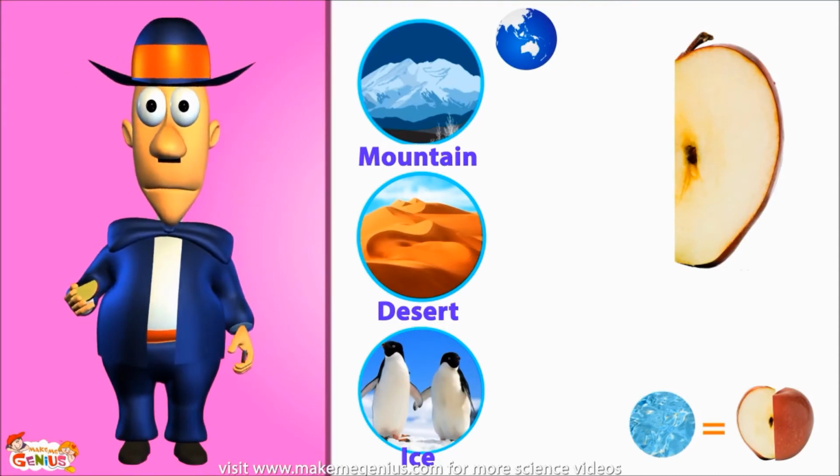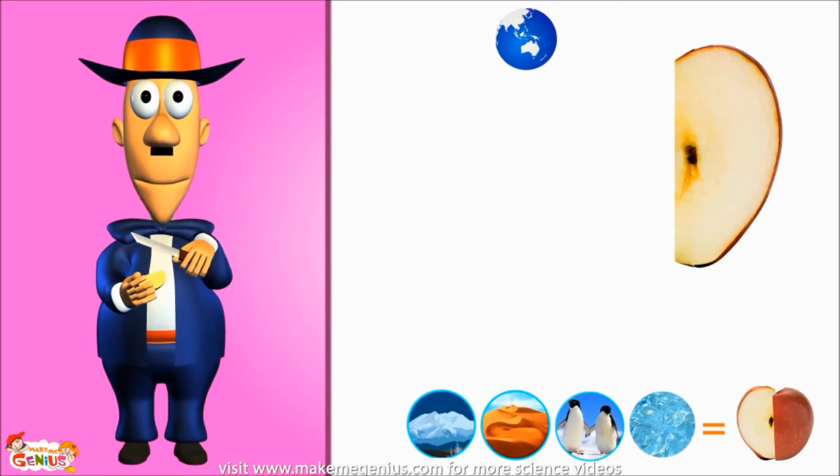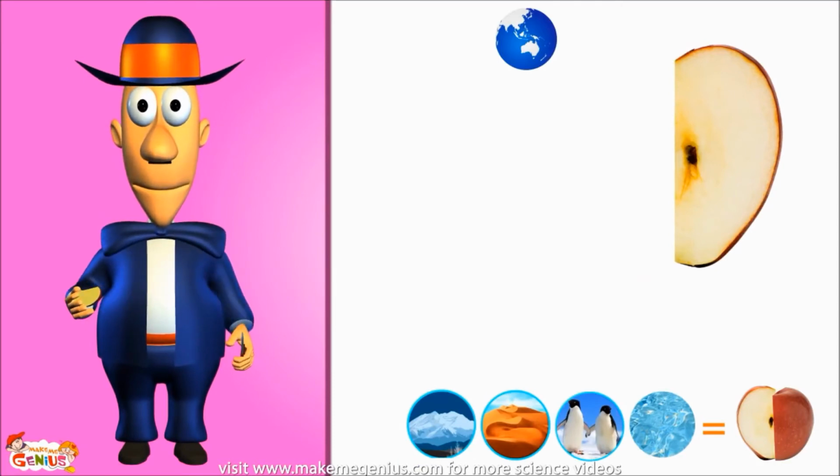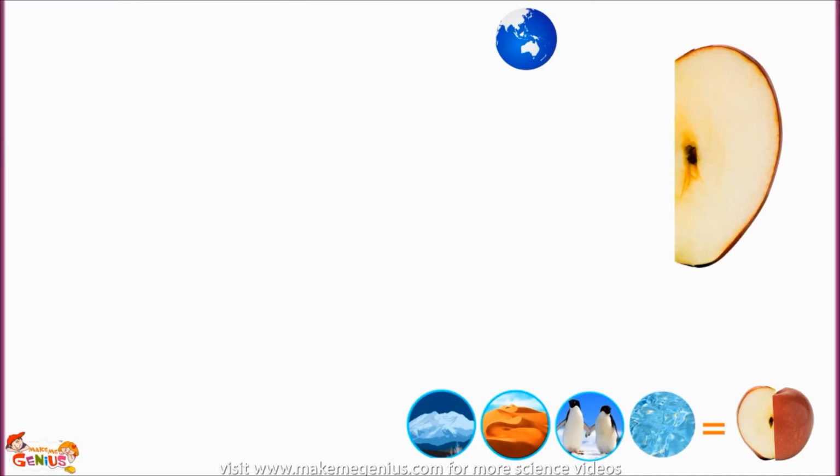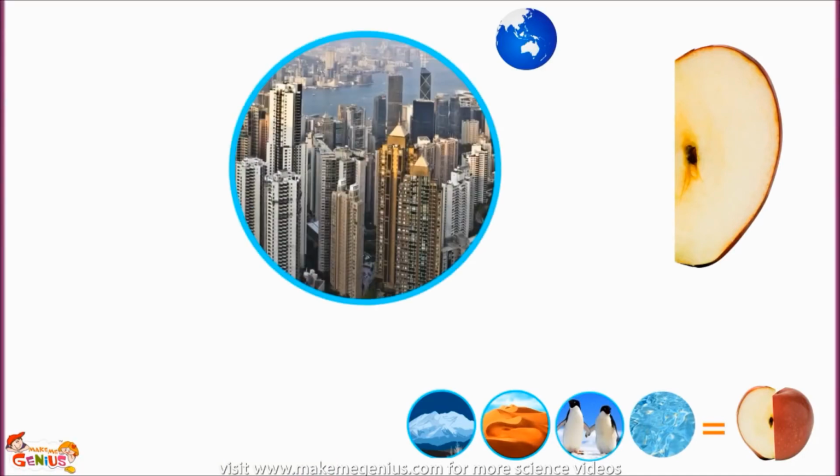So let's cut this piece of apple into 2 parts. Now we're only left with 1/8 part of an apple. 1/8 part of the Earth. Now on this part, we have cities, buildings, roads, and a place to grow plants for food.